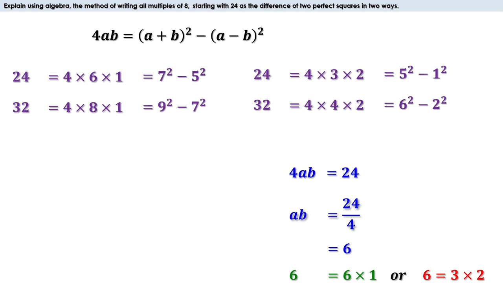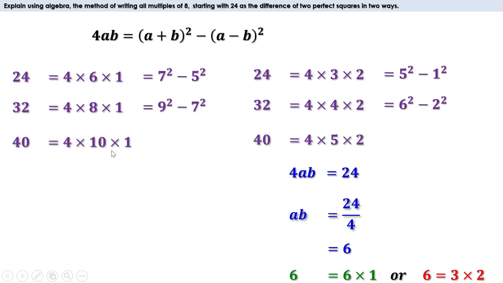Now let us take the next multiple of 8 and that is 40. Let 4AB equal to 40. Then AB equal to 40 by 4 or 10. Now 10 is equal to 10 into 1 or 5 into 2. Therefore 40 is equal to 4 into 10 into 1 or 4 into 5 into 2.